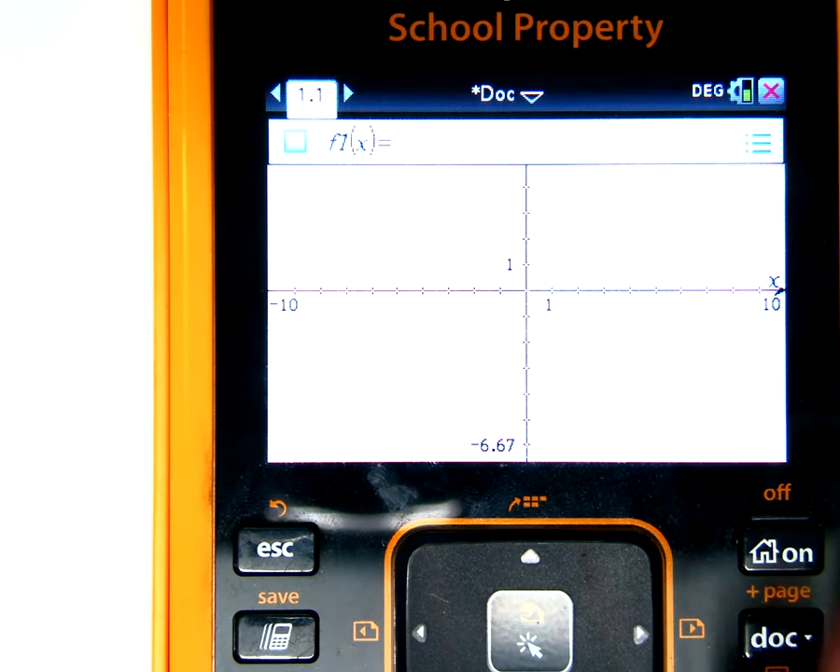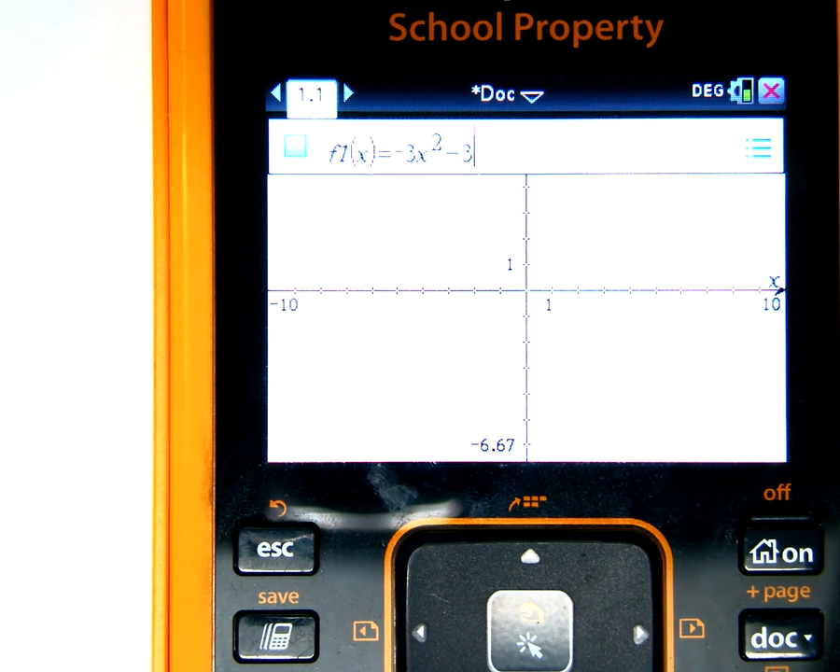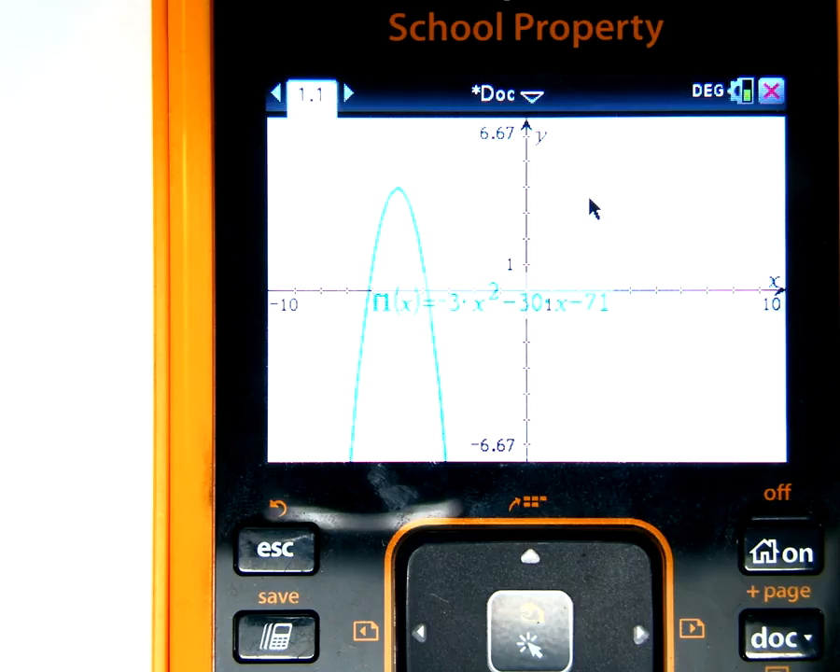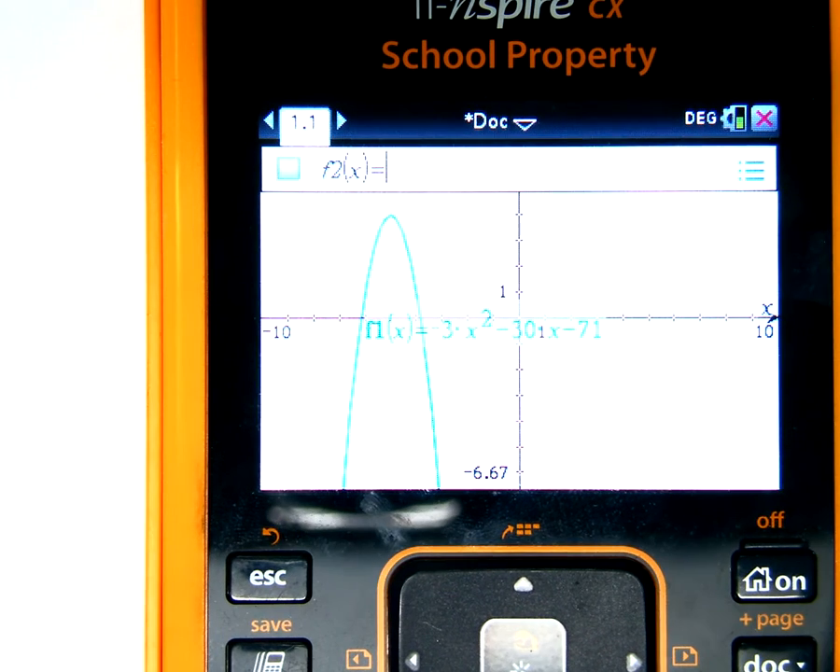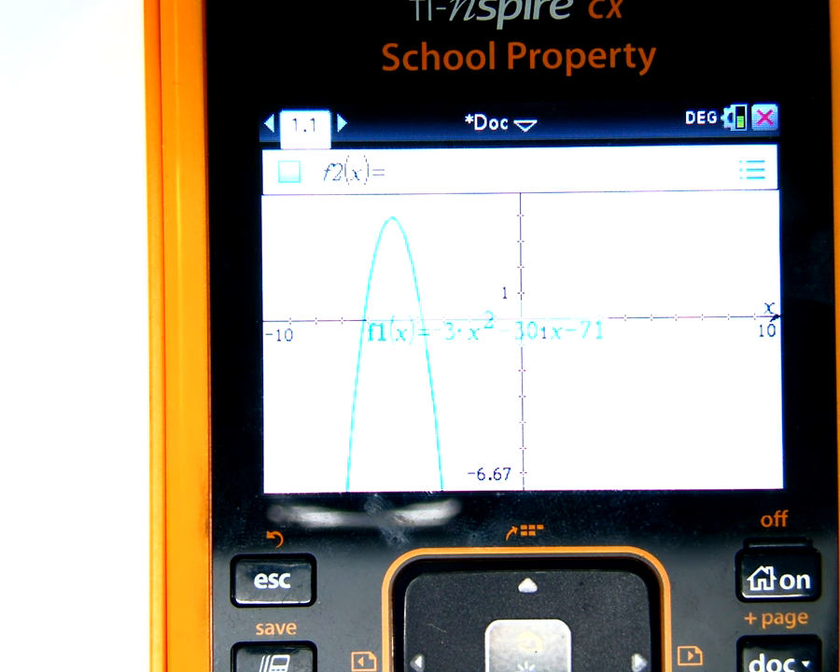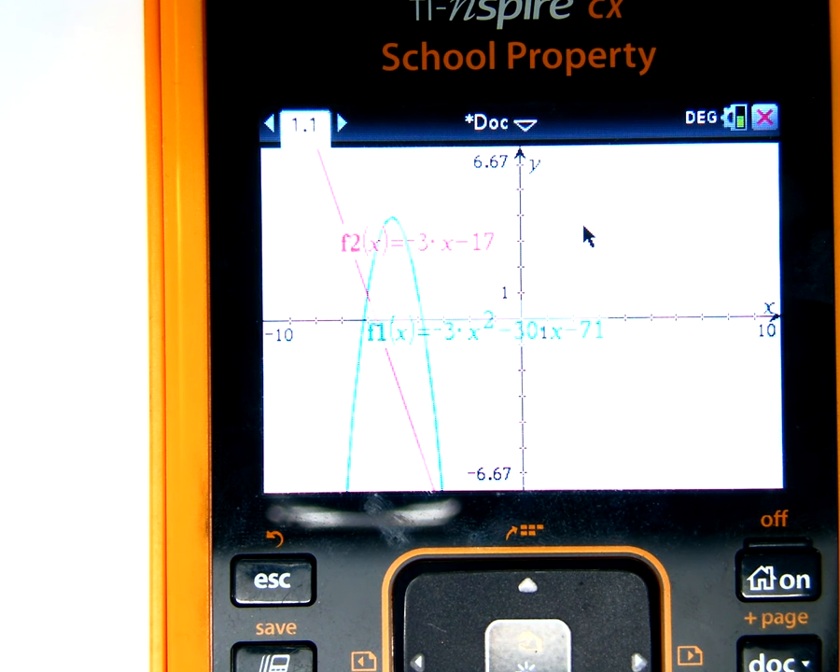So what am I going to do? What am I putting in F1? First equation, right? So negative 3x squared minus 30x minus 71. Thank you. Good job. Everybody have this one in? As she correctly pointed out, I want to put another one in, so I need to press tab. If the entry line is not already there when you open a graph, then you do need to press tab. So I'm going to press tab again to put my second equation in there, negative 3x minus 17, and hit graph.